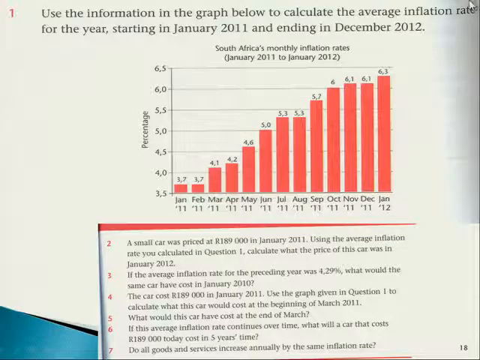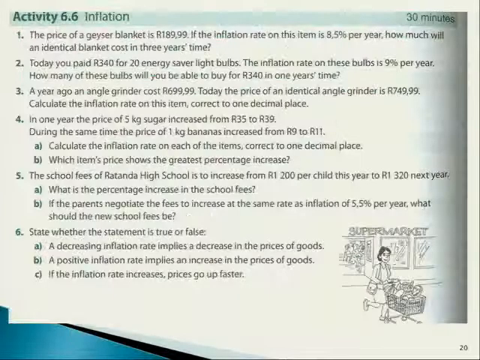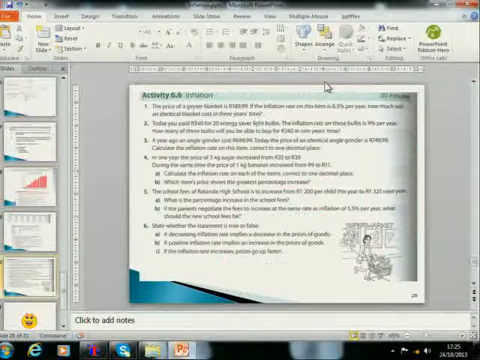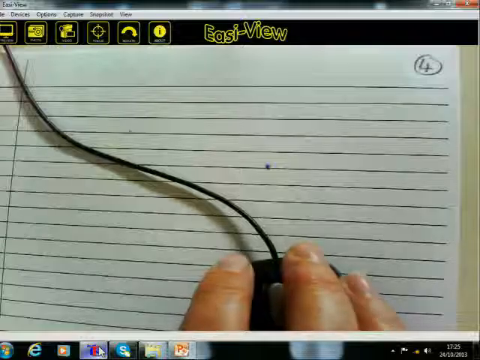Because one of the things that I mentioned previously was the purchasing power decreases. If you look at this question number 2, it said, today you paid 340 Rand for 20 energy saver light bulbs. The inflation rate of these bulbs is 9% per year. How many of them will you be able to buy for 340 Rand in 1 year's time?